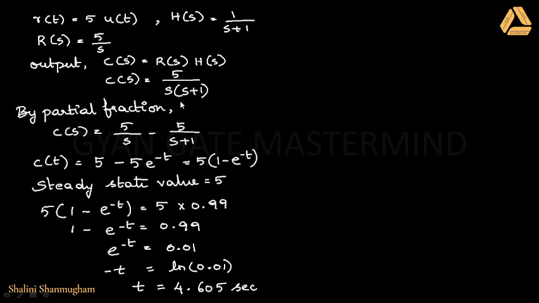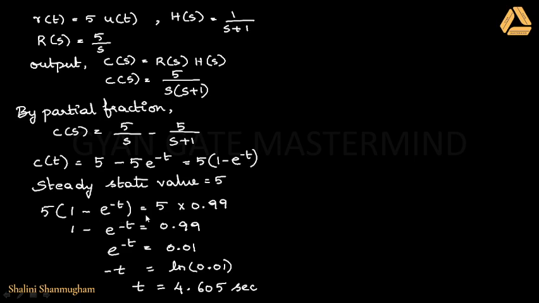By using the partial fraction method, simplify this into this equation and take the inverse Laplace transform. You will get the output c(t) time response: 5 minus 5 e power minus t. From this equation, it is to be noted that the steady state value is 5. E power minus t is the transient term and 5 is the steady state term.